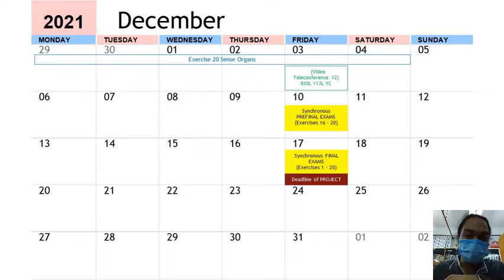Okay. Then for the pre-final exam, that will be on exercises 16 to 20. While for the final exam, your compilation of the labeled photos from exercises 1 to 20 will cover your final exam. So that will be your final project slash final exam.